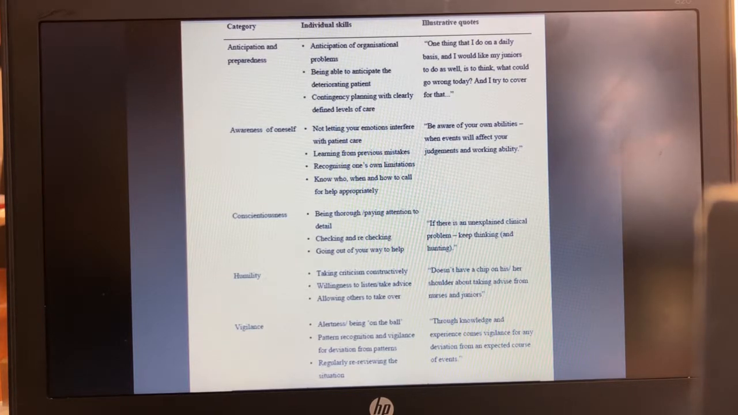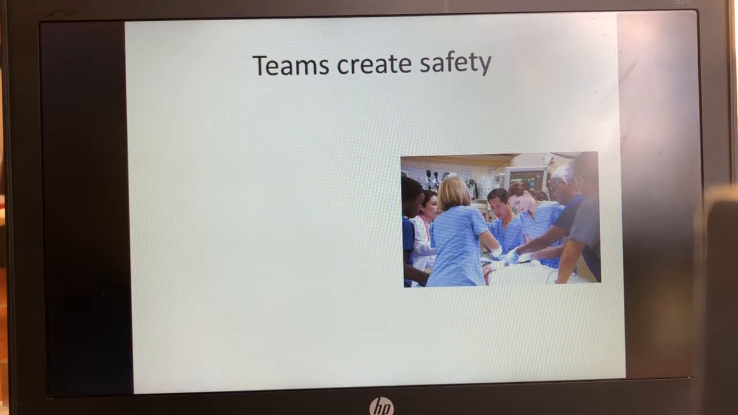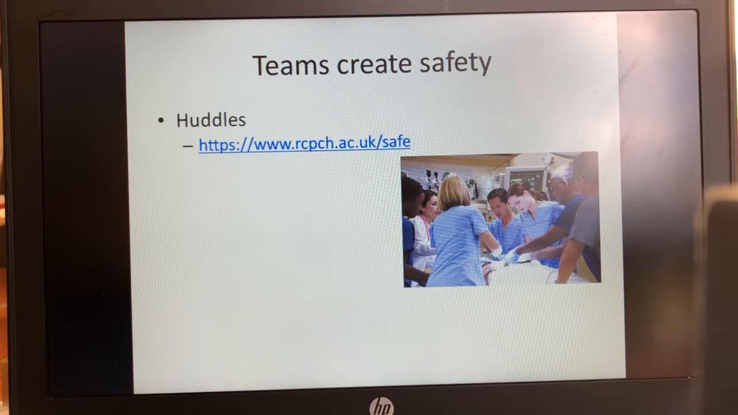So if we then look beyond just our own individual skills, we know that as well as us individually and our attitudes, the way teams work can either erode or create safety. And a team that is working poorly really kind of multiplies the possibility of error. And conversely, teams when working well have the possibility of being safer than any one individual.